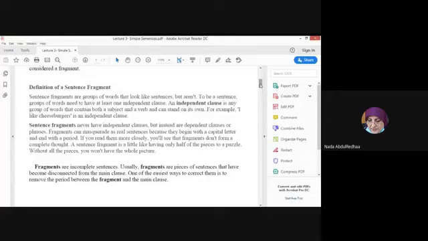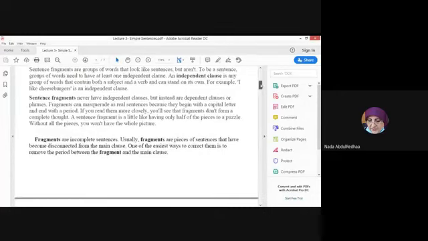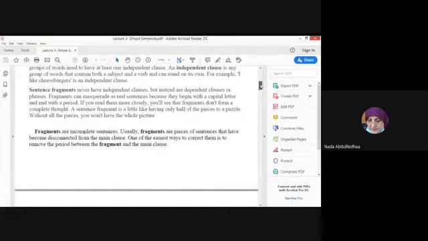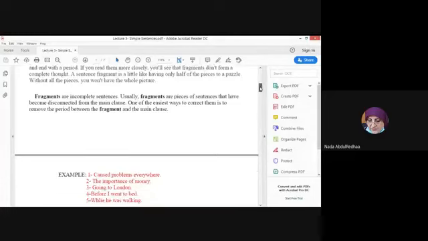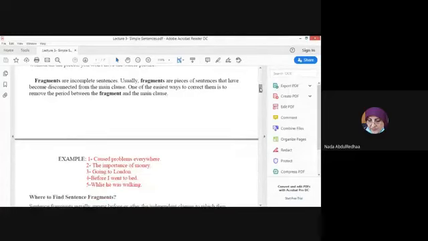Now I'm going to show you the fragments, and we are going to discuss them one by one. We said before that they are incomplete sentences. They are dependent clauses, and sometimes they are not even dependent clauses. They are just words put one after the other without a complete thought. Now, let us have examples of fragments.